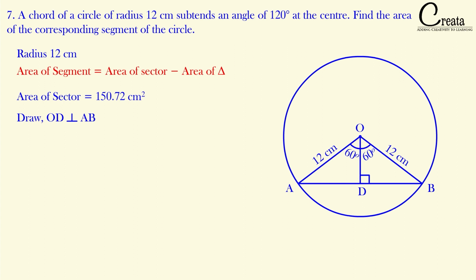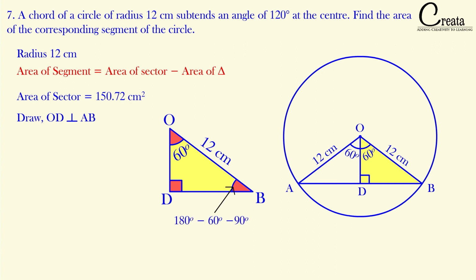Let's take the triangle ODB, this triangle. This triangle is a right angle triangle. This angle is 60, this angle is 90. So this angle will come out to be 180 degree minus 60 minus 90, that is 30 degree. We have simply used the sum property of the triangle, that is the sum of three angles of a triangle is equal to 180 degree. Two angles we know, the third angle we can easily calculate as 30 degree.